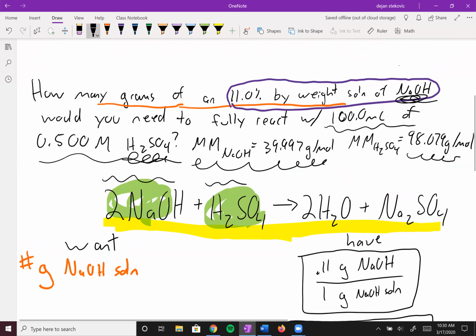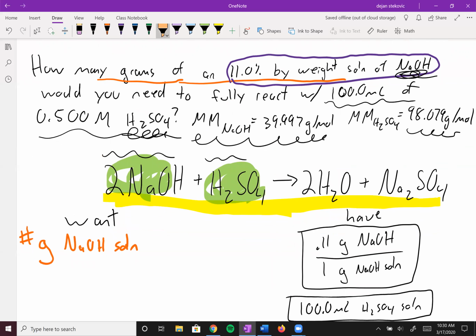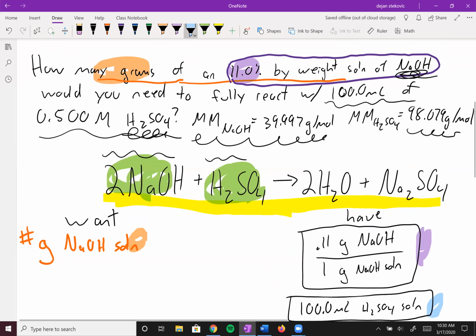All right, back to this question. It looks like we've pretty much used up all of our pieces of data. We got this as the want. We identified the 11% right here. The 100 grams came from here.